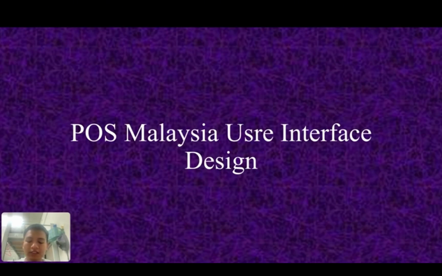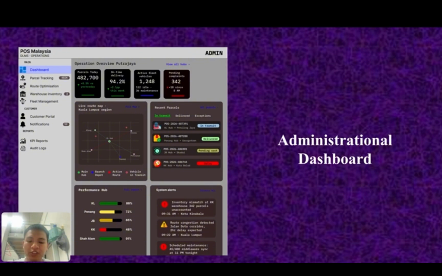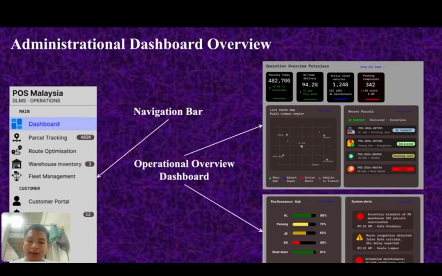This user interface design focuses on three major modules, each built for different users. The first is the operations dashboard. This is a web-based interface for managers, administrators, and coordinators. It helps them monitor key performance indicators, track live vehicle location, check parcel status, and respond to system alerts. With this dashboard, decision makers can quickly identify delays, route problems, or performance issues across branches.